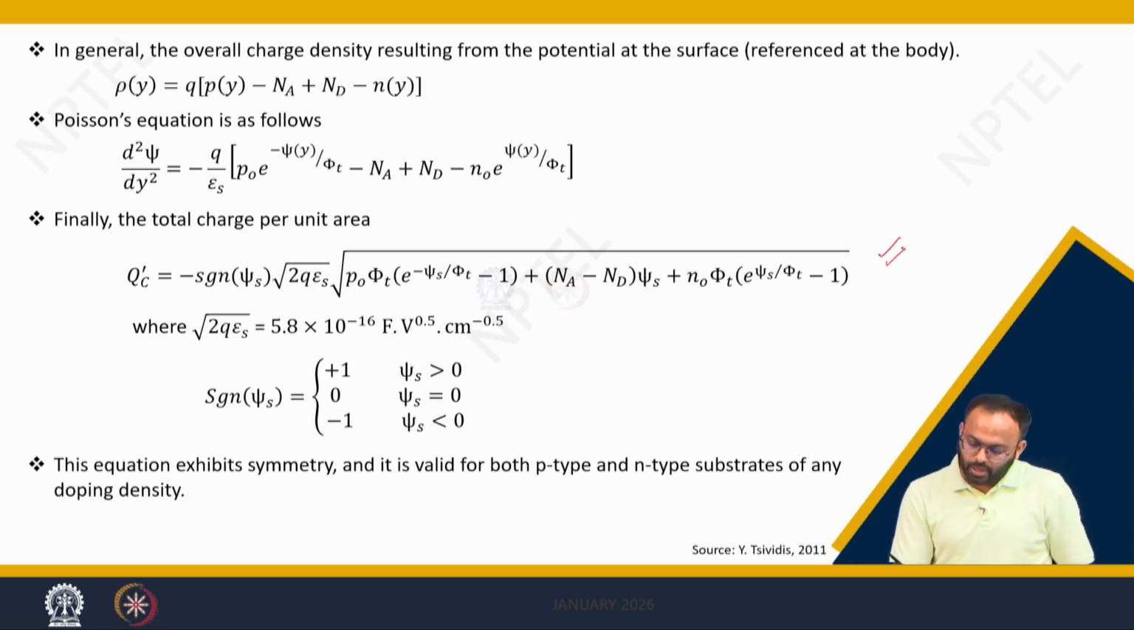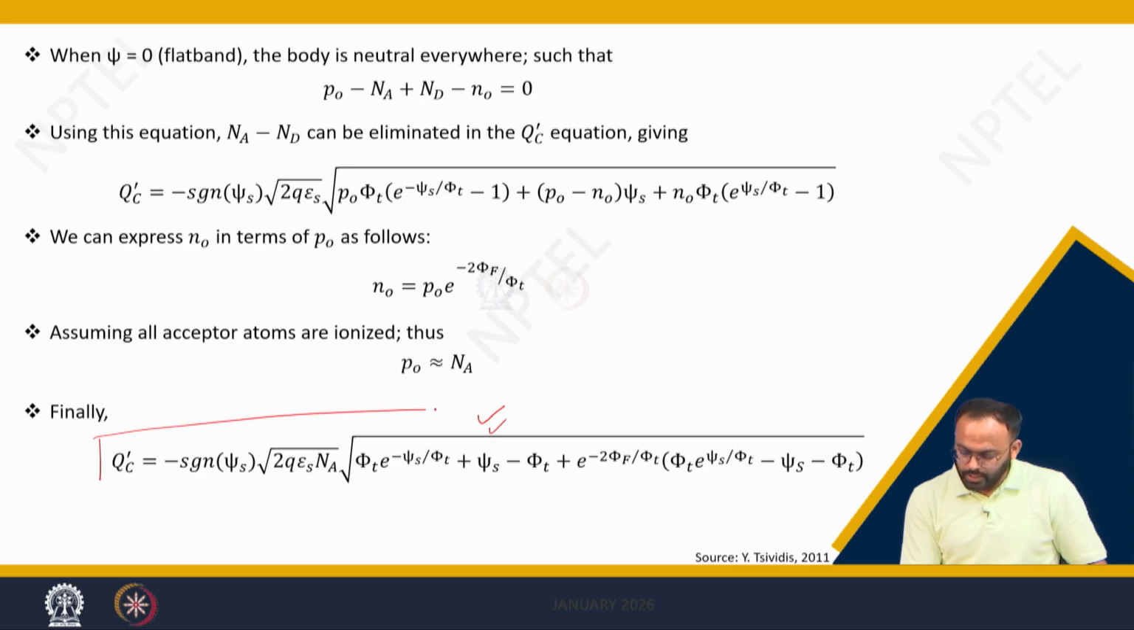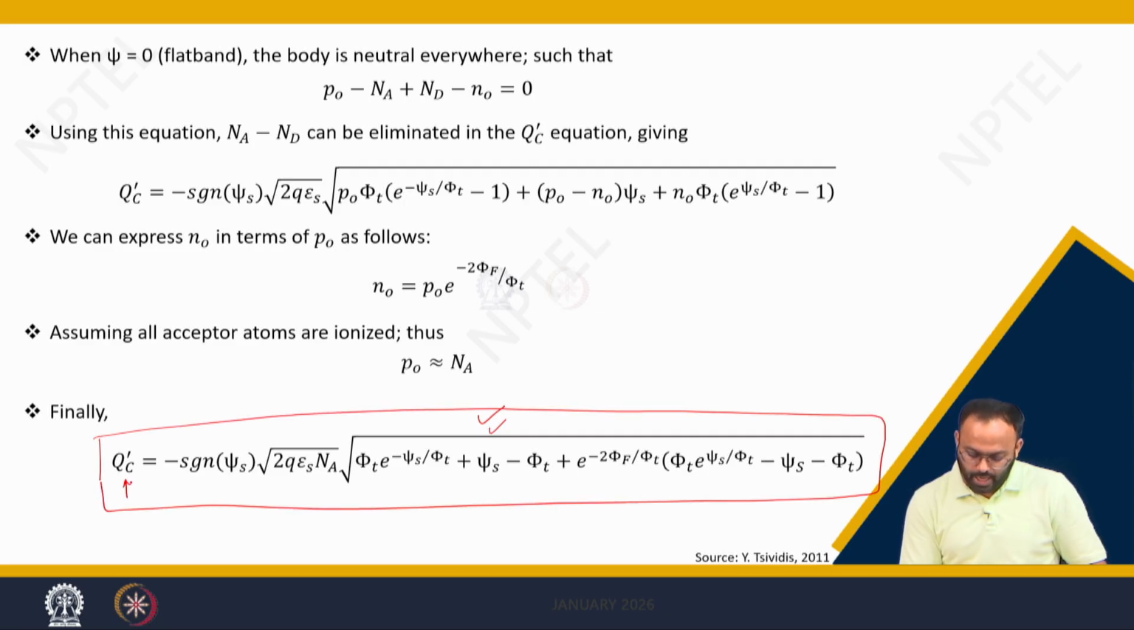We have already replaced this n_0 by p_0 e to the power of minus 2 phi_f over phi_t, and n_a and n_d is replaced by p_0 minus n_0. So, you keep all those quantities and you will ultimately get this equation, where this is a closed form equation which relates the channel charge Q_c' with respect to surface potential.